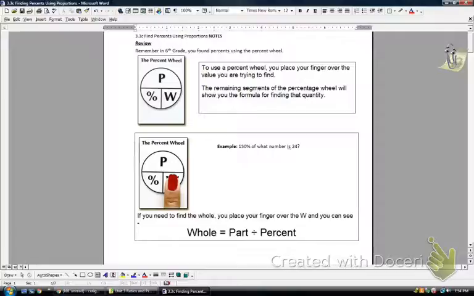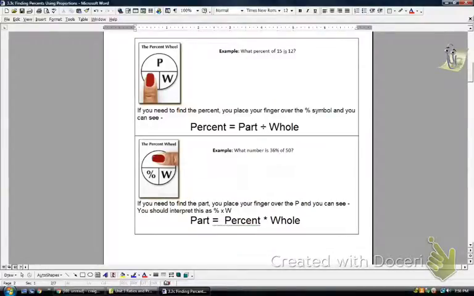150% of what number is 24? So we are trying to find the whole, and to find the whole you place your finger over the W like is shown in the picture, and then the formula is part divided by percent. So I'm going to take my part divided by 150%. When you do 24 divided by 150% on your calculator, you get 16. So there's how you do finding a whole using the percent wheel.